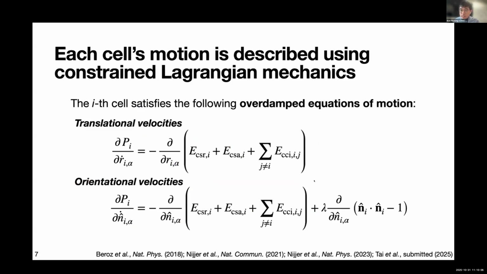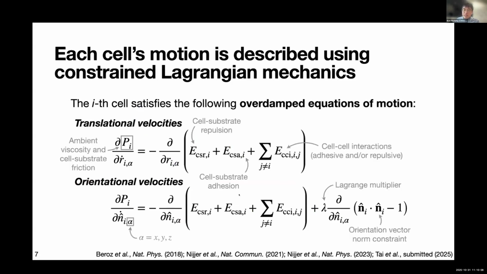I'm not going to go into all the details here, but to very briefly summarize, on the right-hand side, we have generalized forces due to cell-substrate repulsion, cell-substrate adhesion, and cell-cell interactions with neighboring cells. This is what I'm going to talk about in more detail in a minute. And then we have this additional term to account for the orientational vector norm constraint, because each orientation vector is a unit vector, with a corresponding Lagrange multiplier. And on the left-hand side, we have additional forces owing to ambient viscosity within the bulk of the biofilm and cell-substrate friction for cells that are attached to the substrate.